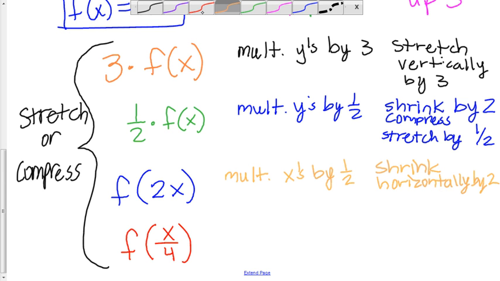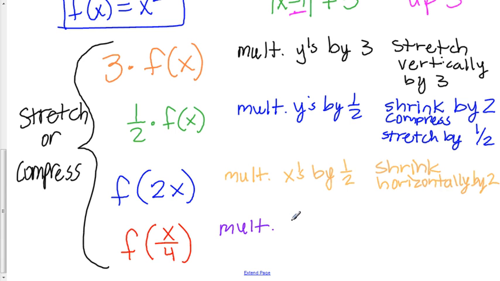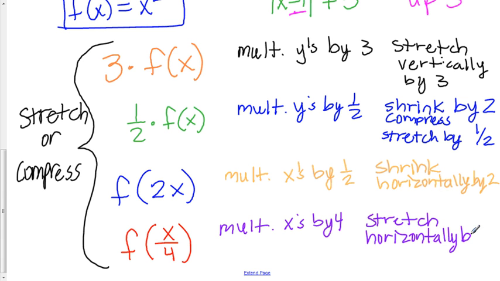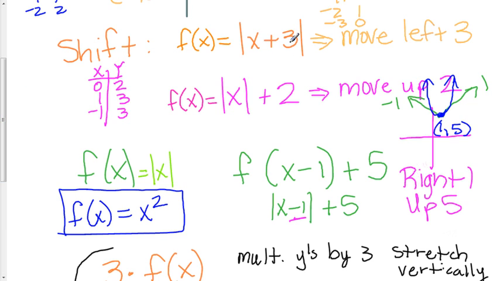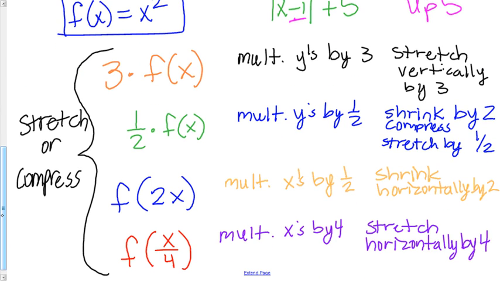And finally, you have f of x over 4. So here we are multiplying by 4. So we are going to stretch horizontally by 4. And you could get any combination of all of these different things in one particular function. And then you just have to apply everything that they have given you.